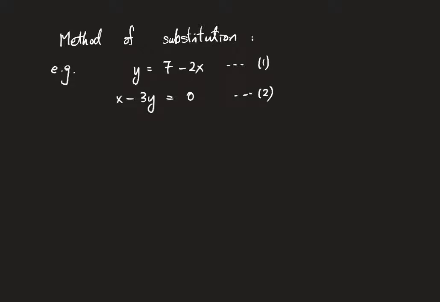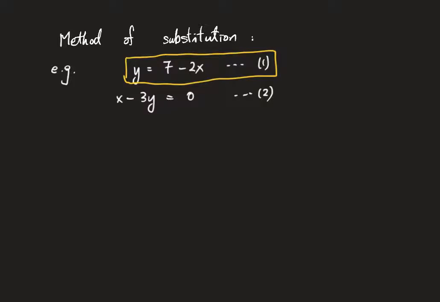To solve a simultaneous equation by the method of substitution, first, we need to change either x or y as the subject term from one of the equations. And here, from equation 1, y is already the subject term, so we can simply substitute this equation into 2 to solve the value of x, like this.